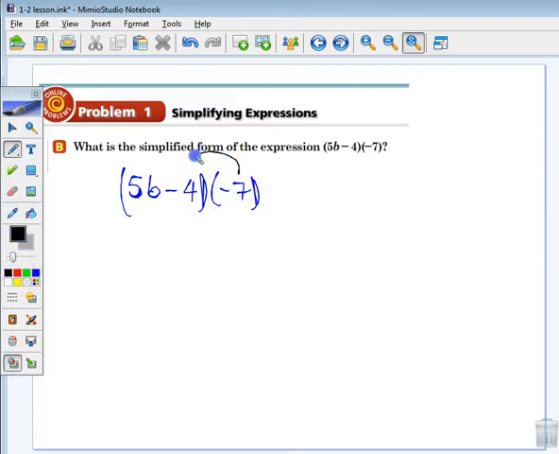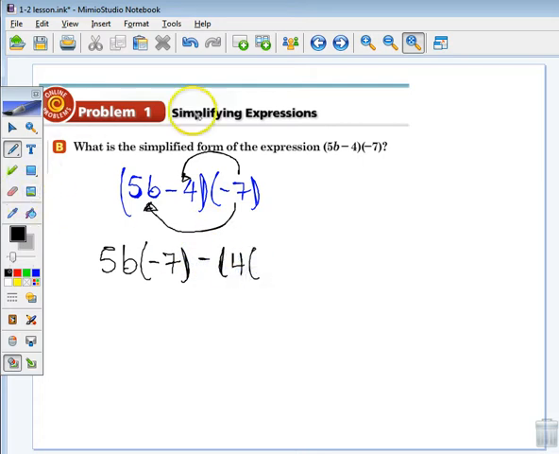So this will be negative 7 times 5b, minus 4 times negative 7. Alright, so this one will be negative 5 times negative 7 is negative 35b. And then negative 4 times negative 7, so that will be a positive 28.